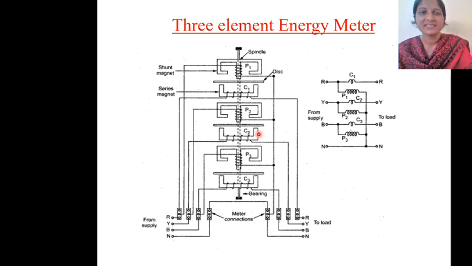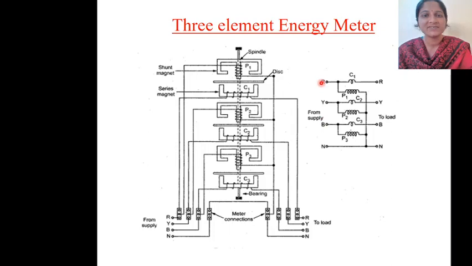Next, consider the three element energy meter. In this three element energy meter, there will be three elements. One element, as I discussed earlier, consists of one pressure coil, one current coil, one aluminum disc, and one braking magnet. So this is one complete element, this is the second element, and this is the third element. Here it is represented.